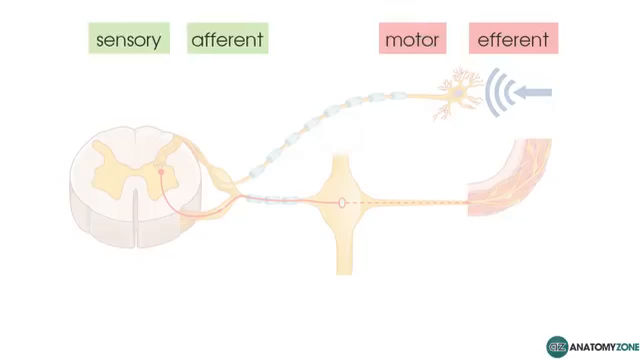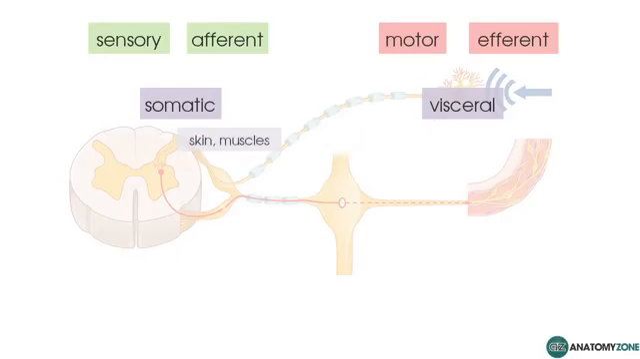Other words used to describe functional divisions in peripheral nerves are somatic and visceral. Somatic just refers to skin and muscles, and visceral refers to nerves innervating internal organs. So there's a few words now that we've used to describe the functional divisions of peripheral nerve fibers. Sensory and motor, synonymous with afferent and efferent. And now we've talked about somatic and visceral, relating to skin and muscles and internal organs, respectively.